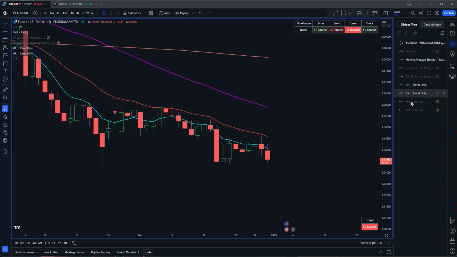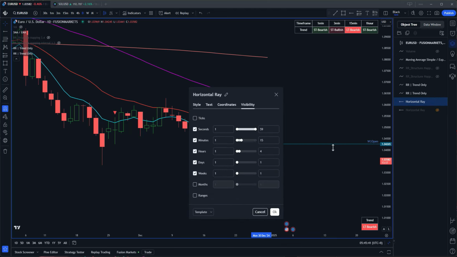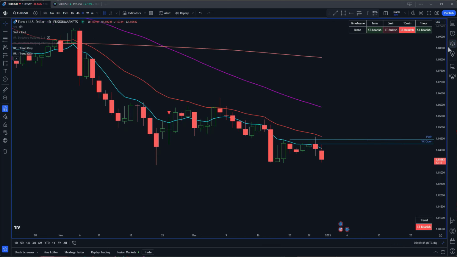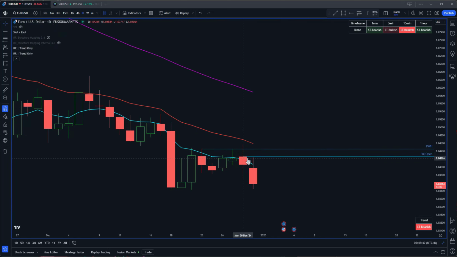Where are the drawings? Okay, so on the daily time frame we see that this is the weekly open, right? And we had higher, and this is the previous week high. So we need to check this one.